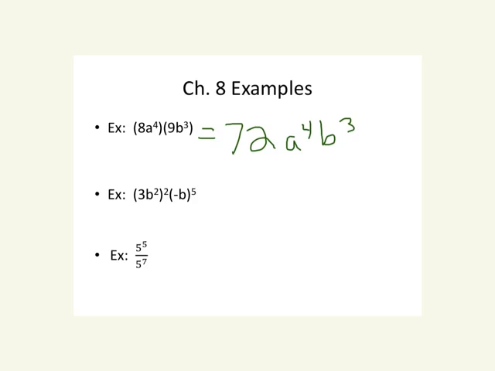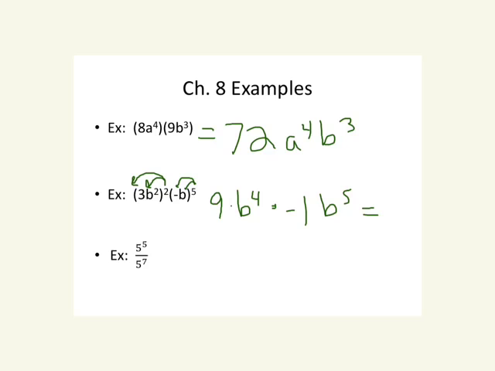The next example, we have 3b squared times negative b to the 5th power. So here we're going to go ahead and take that power on the outside of the parentheses and square everything. So 3 squared is 9, and b squared is b to the 4th power. We're then going to multiply that by the second set of parentheses. Now the number out front is a negative 1. So negative 1 to the 5th power would just simply still be negative 1. And then b to the 1st to the 5th power would be b to the 5th.